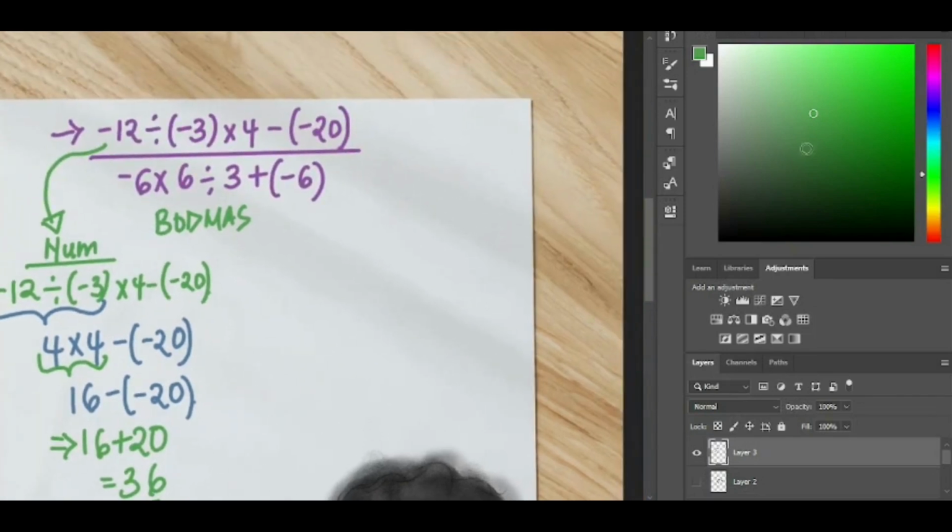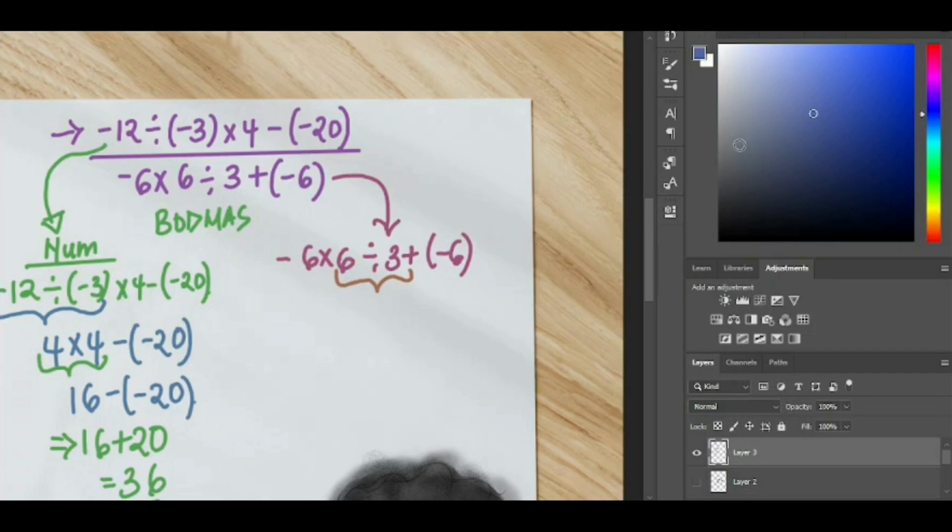After working out the numerator, the next bit we come and work out the denominator, which reads negative 6 times 6 divided by 3 and then plus negative 6. When you look at this particular denominator, there are also 3 key operations. We have multiplication, we have division, and we have addition between the given integers. So according to Bodmas, we are going to start with the division bit. 6 divided by 3.